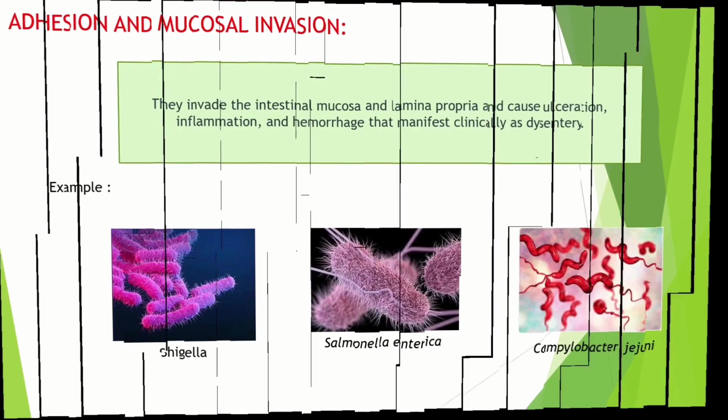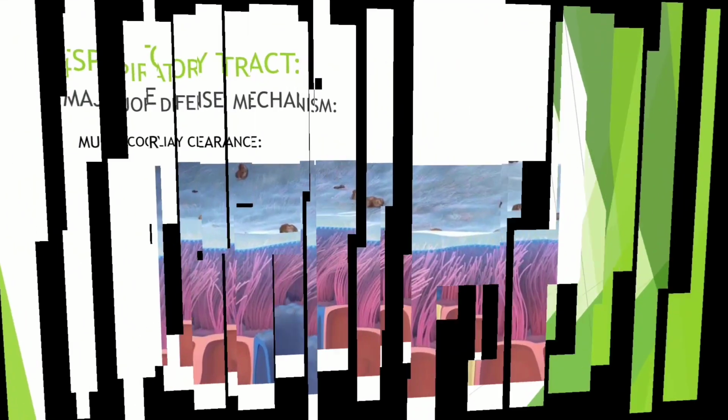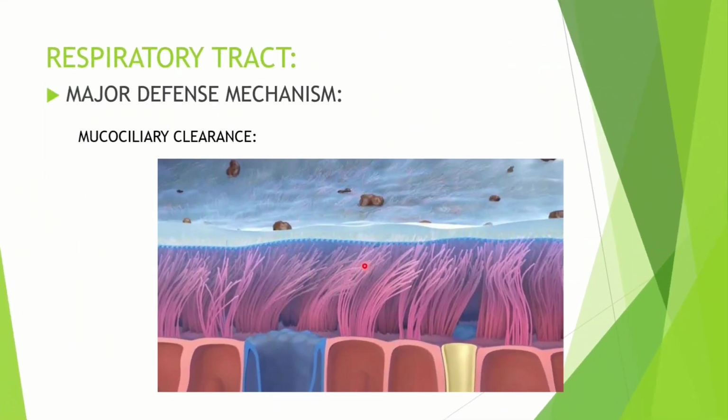The next major route of entry of microbes is through the respiratory tract, and here too we have natural defense mechanisms to protect. The first one being mucociliary clearance. It is a self-clearing mechanism of the airways. The pathogens get trapped in the nasal mucosa. The ciliary movements of the cilia of the respiratory epithelium cause the movement of mucosa to the pharynx to be swallowed or coughed up.